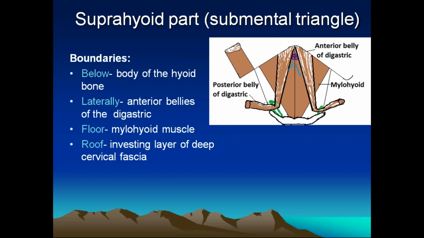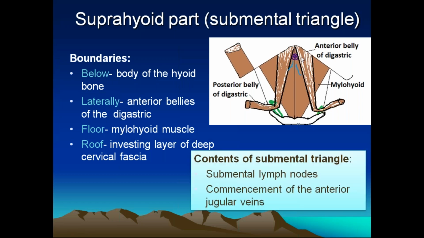If you see the contents of the submental triangle, which are also the contents of the suprahyoid part, they are the submental lymph nodes. You can see the submental lymph nodes in between the two anterior bellies of digastric, just below the symphysis menti, and you can see the veins starting off the anterior jugular vein in this region. Okay, so that's all about the suprahyoid part and submental triangle.